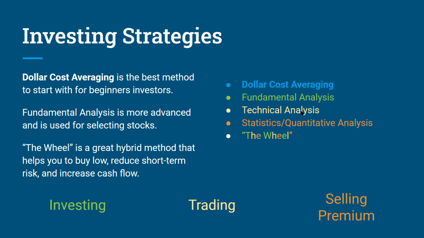And technical analysis is for short-term trading, whether it's day trading or swing trading, using price action, volume, technical indicators, and things of that nature, right? And statistics or quantitative analysis is used if you're simply selling premium or selling stock options, right? And if you do the wheel, it's a hybrid of all three: investing, trading using technical analysis, and selling premium using statistics or quantitative analysis.